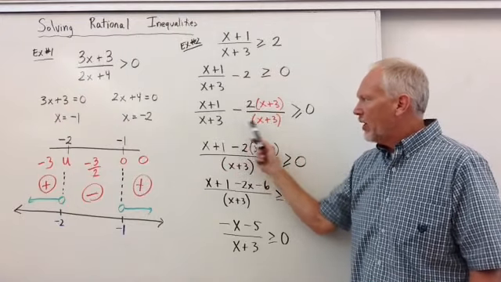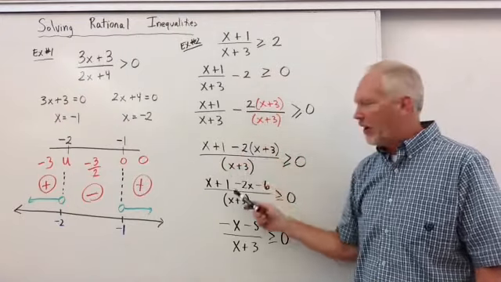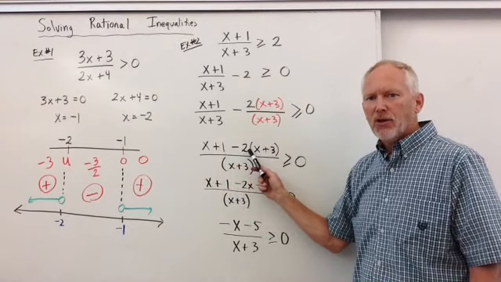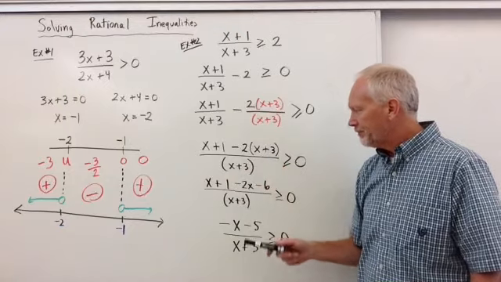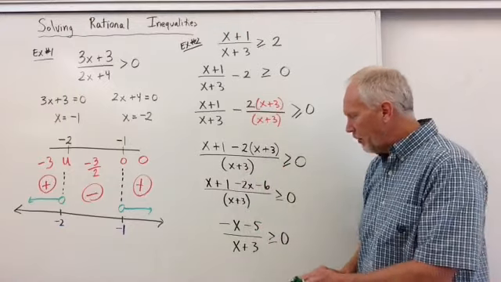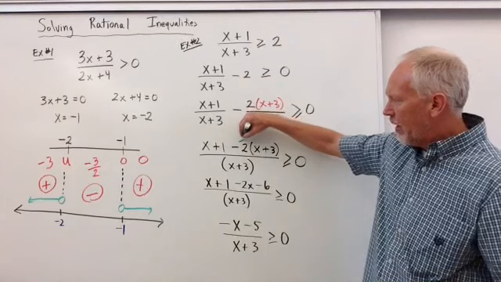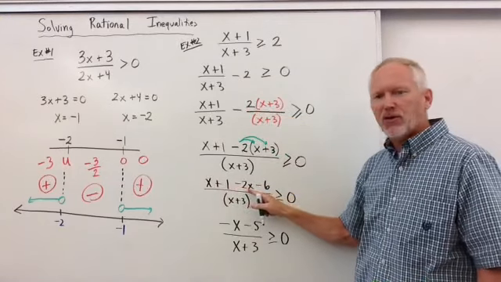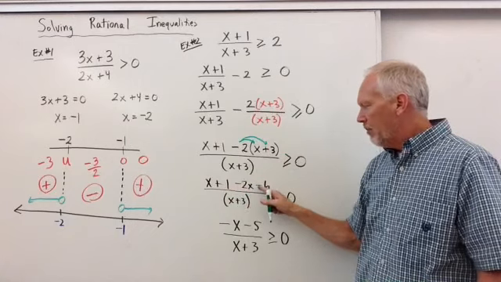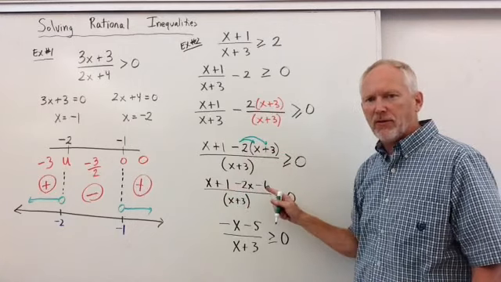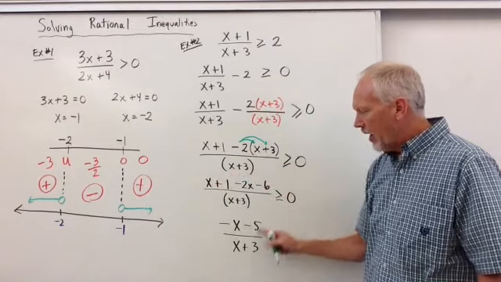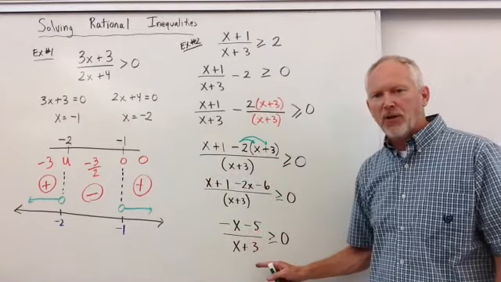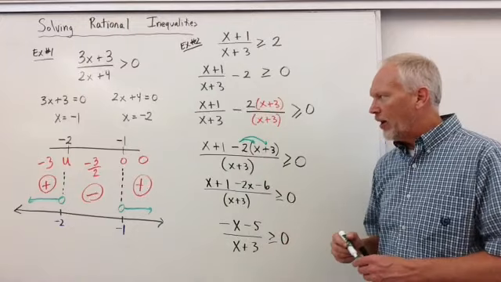And so now we can combine because we have the same denominator. So there's our same denominator. We get x plus 1 minus 2 times x plus 3. After we distribute, we can distribute this negative 2 now, there and there. We get x plus 1 minus 2x, right? Minus 6. Negative 2 times positive 3 is minus 6. We combine like terms. We get negative x minus 5 all over x plus 3. Where is that greater than 0?